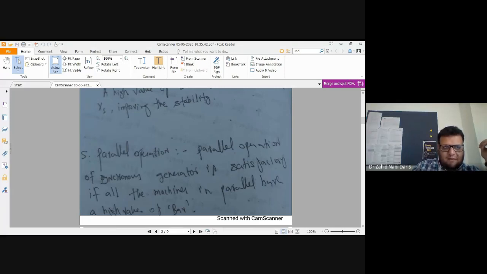How does the frequency come? Frequency comes by establishing the number of poles, with Ns equal to 120 f by P. So they set the frequency from their number system to 50 hertz, whereas in the US system they set the frequency to 60 hertz. It depends upon which country you are operating in. The British have the same 50 hertz system, and those countries which the Britishers colonized for most of the time have the same 50 hertz system. So you have to go back into history for this.